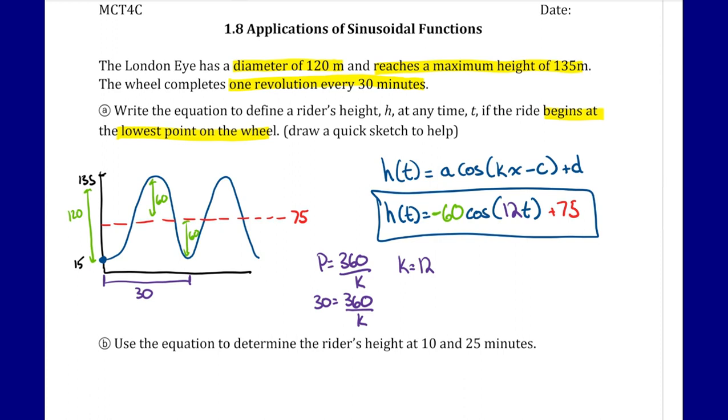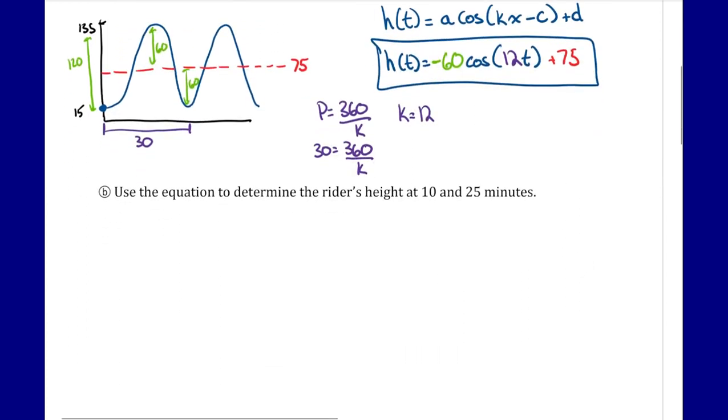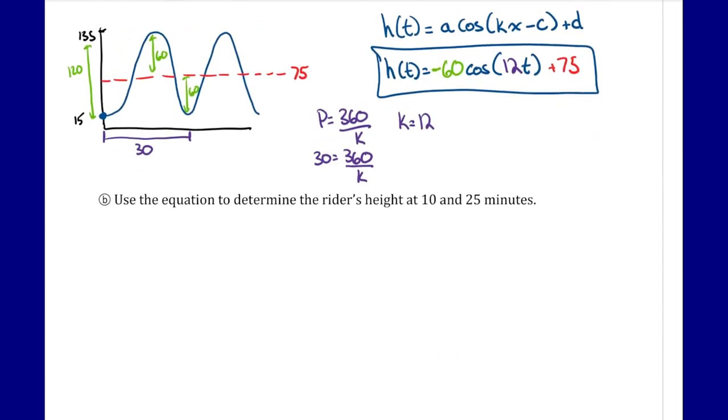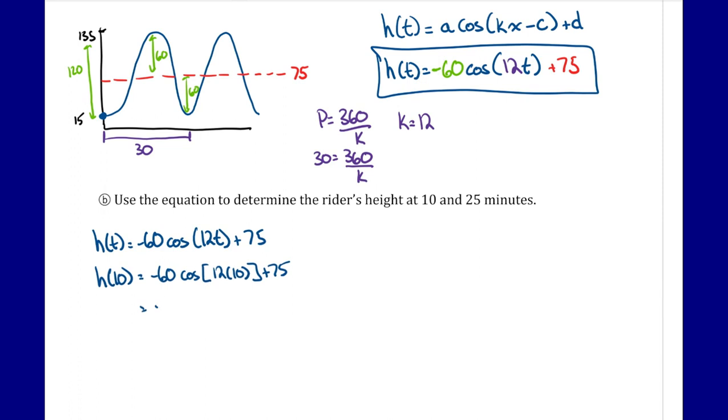And I can use this equation to figure out the height, which is what we're going to do in part B. So we're going to try to find the height at 10 and 25. So h at t equals negative 60 cosine 12t plus 75. The first one I'm going to do is 10. So h at 10, my height at 10 minutes, is equal to negative 60 times cosine 12 times 10 plus 75. We get negative 60 cosine of 120 plus 75.